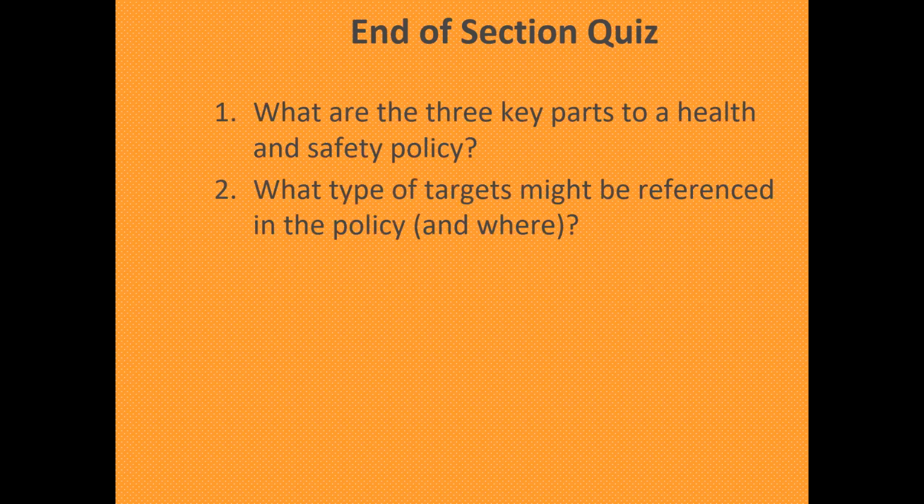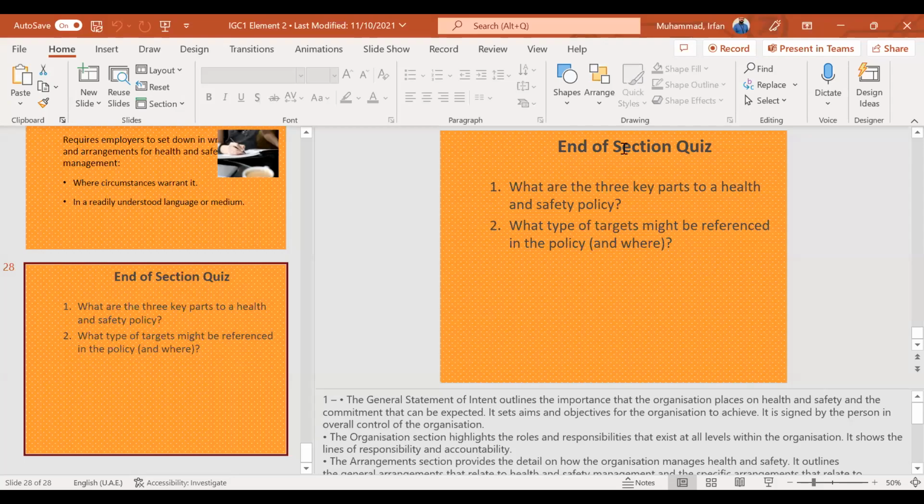What are the 3 key parts of a health and safety policy? We discussed them in detail. First, the statement of intent, then the organization, and then the arrangements section. What type of targets might be referenced in the policy, and where? I explained the targets to you: zero injuries, zero LTI, fewer first aid cases, no enforcement action. These are the targets which we have in the OHS policy.